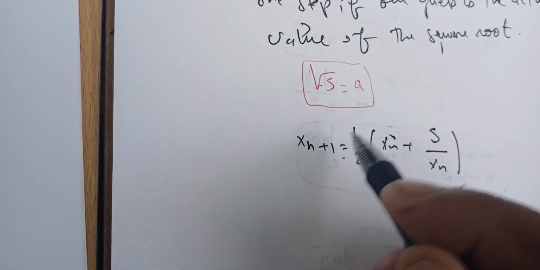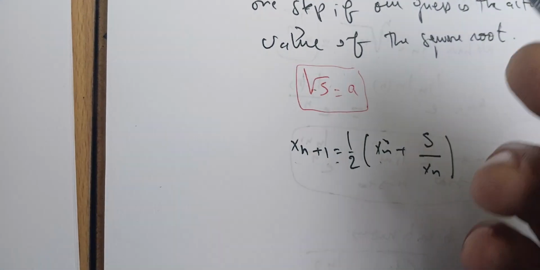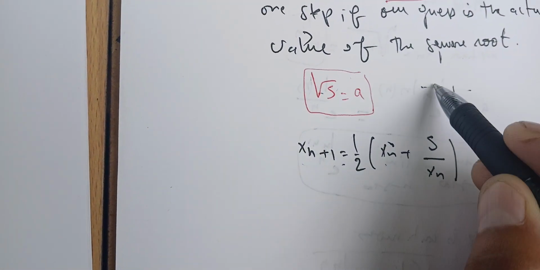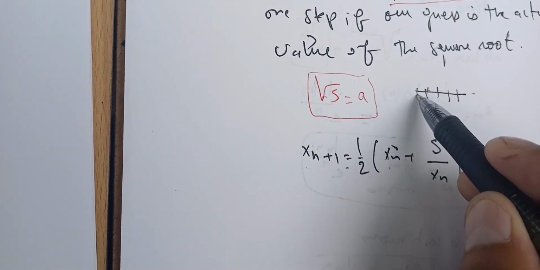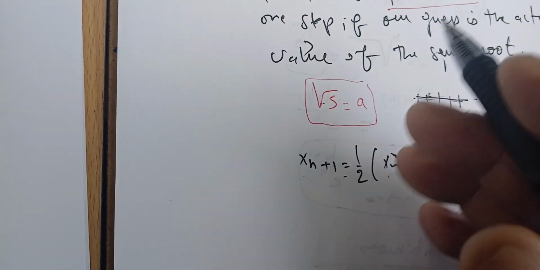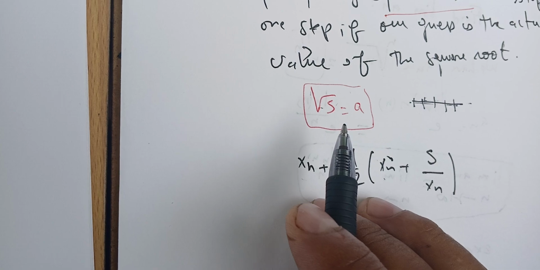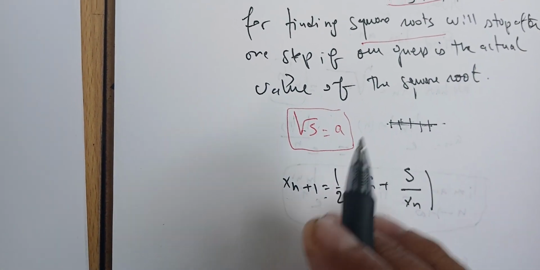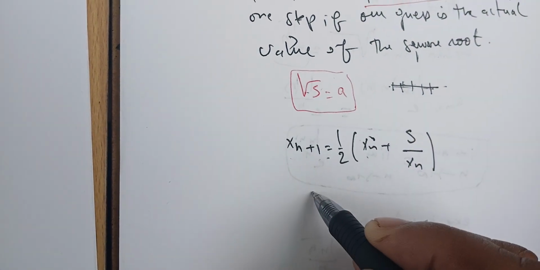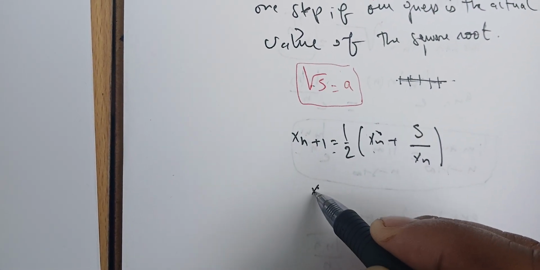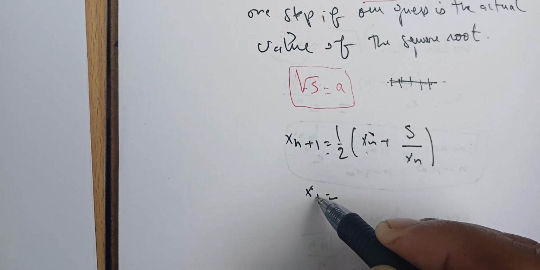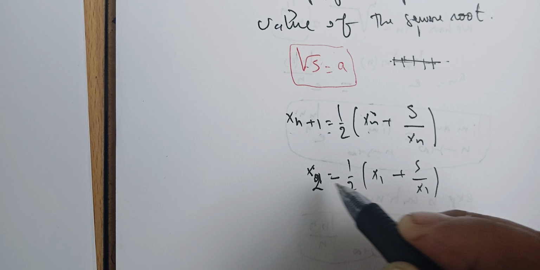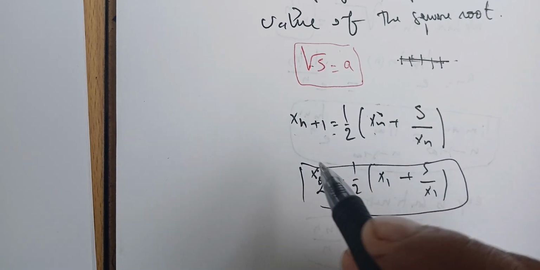Okay, so we can do some iterations, and we can stop using some conditions. How many digits do we want? We can set some criteria for that to stop. I'm talking about using a computer, but we can do it by hand. So let's see what we have when we start. We have x1, so x2 is 1/2 of x1 plus s over x1. This is the next step.